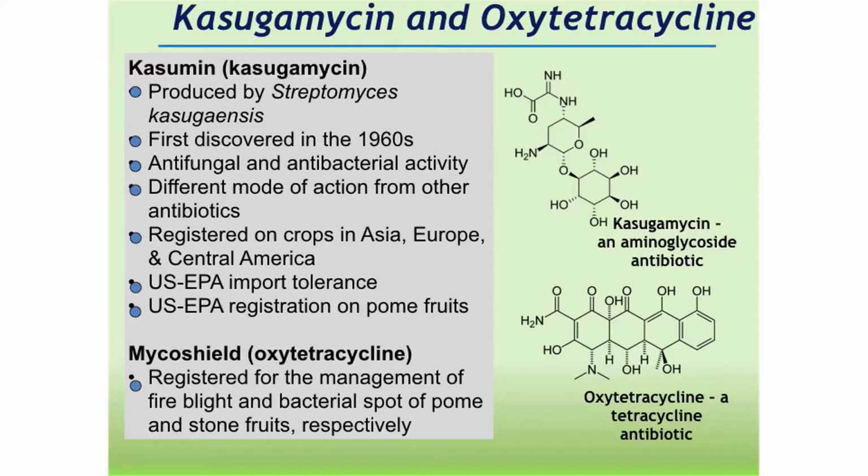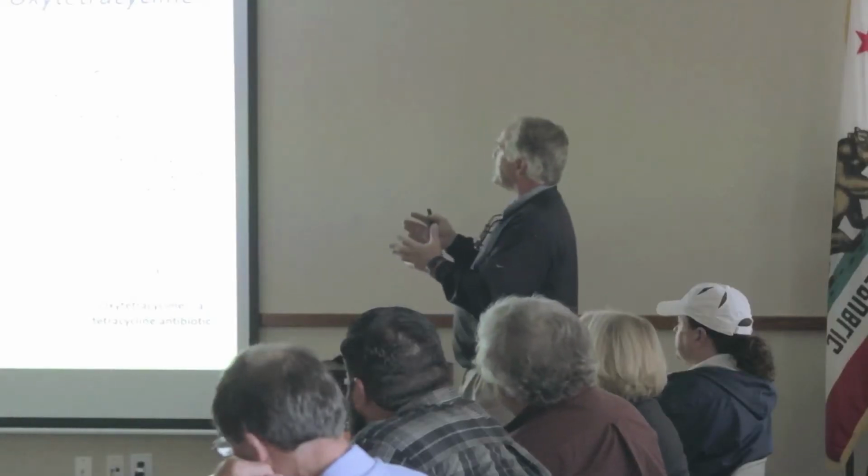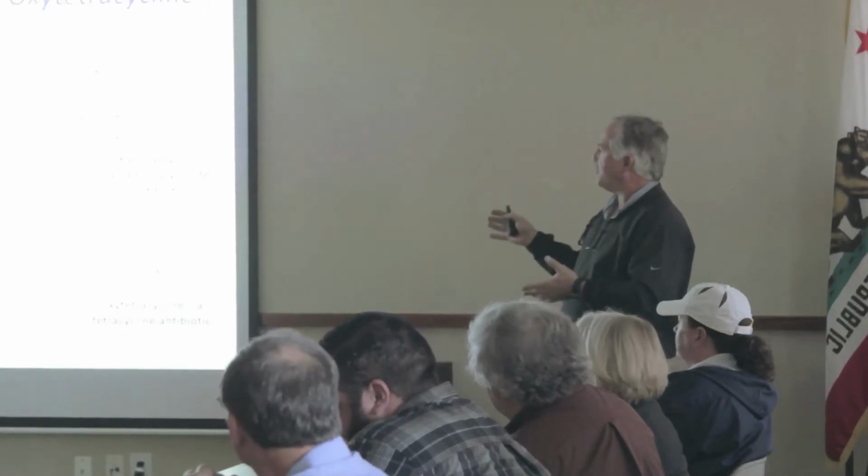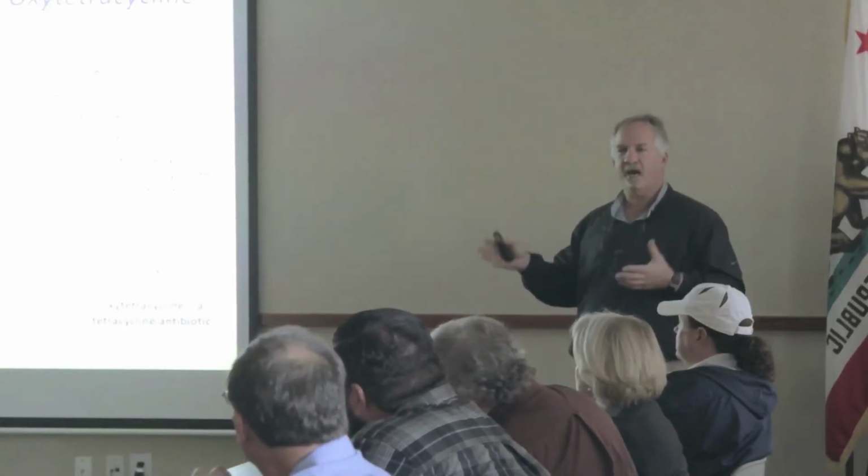And this one is produced in Japan. It was produced and is used worldwide. We actually have import tolerances where we can import commodities from other countries with residues of this material sprayed on vegetable crops like in Mexico. So that basically tells us that this thing has been around a long time. It's very safe because it has a very short half-life.